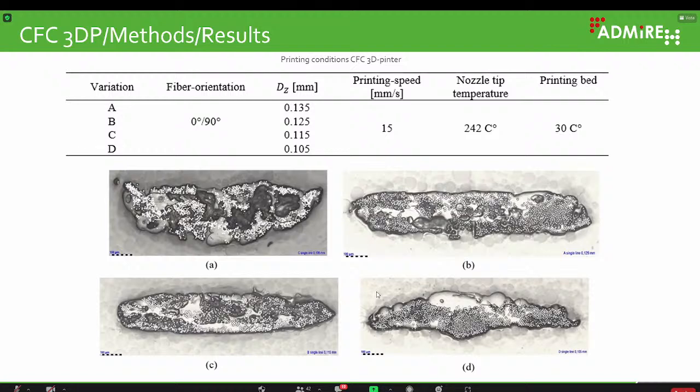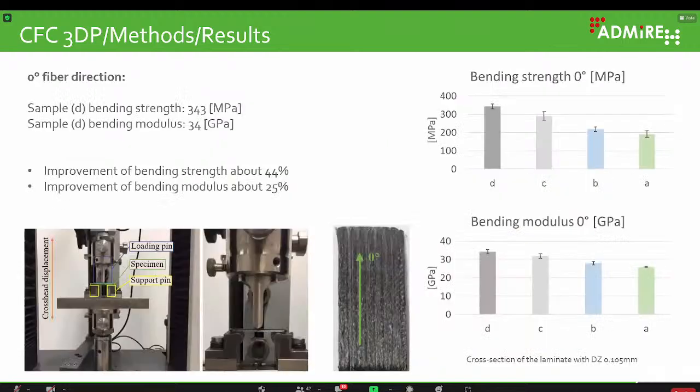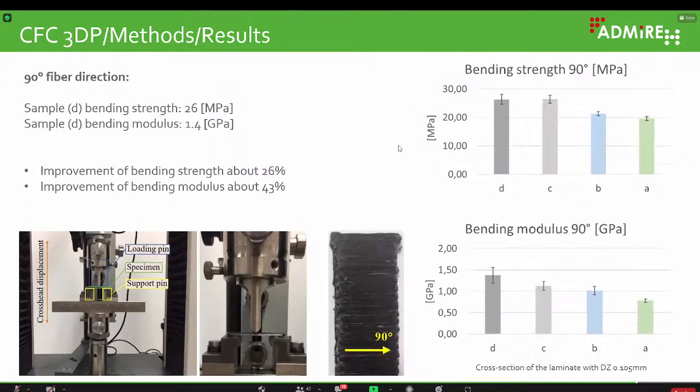In the next step, we also made 3-point bending tests. And you can see there, we had an improvement of strength of about 44% from probe A to D, and also in the bending modulus, about 25%, in the 0 degree fiber direction. And in the 90-degree fiber direction, also an improvement of about 26% from probe A to D, and 43% from probe A to D in the bending modulus.